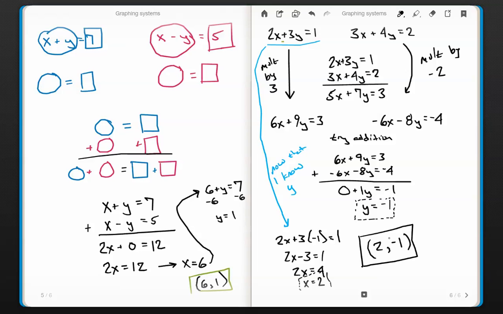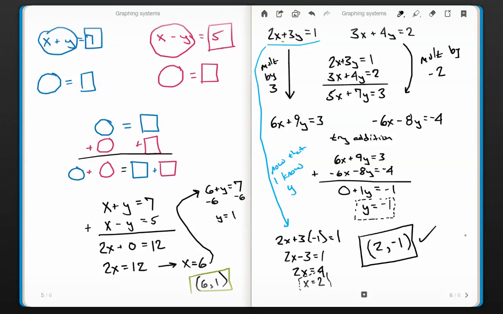There we go. Now let's check. If x is 2 and y is negative 1, 2 times 2 would give me 4, plus 3 times negative 1 is negative 3, so 4 plus negative 3 gives me 1. That works. Let's check over here. 3 times 2 is 6, plus 4 times negative 1, that's negative 4. So 6 plus a negative 4 gives me a 2. So this thing works for both equations.